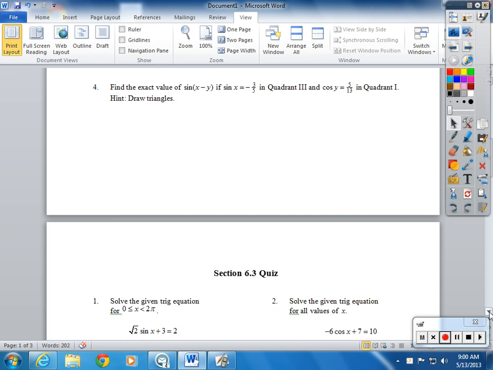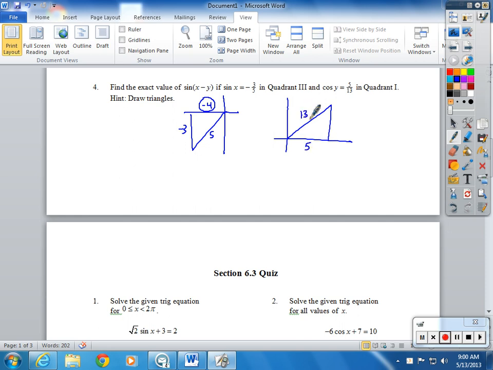All right, find the exact value of sine of x minus y if sine x is negative 3/5 and in quadrant 3, and cosine y is 5/13 in quadrant 1. So pictures here usually help. You don't have to have them, but they do help. So if sine is negative 3/5, that means y is negative 3, hypotenuse is 5. That means our x value here is negative 4, Pythagorean triple. Cosine is 5/13 and it's in quadrant 1. So that means our x value is 5. Our hypotenuse is 13. Again, another Pythagorean triple. Our y value is 12.